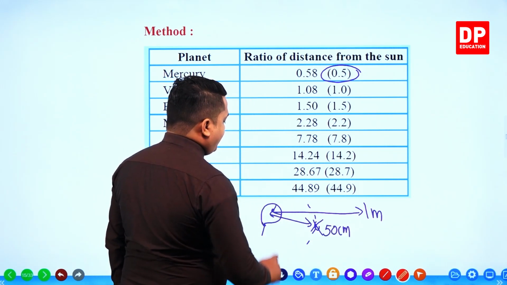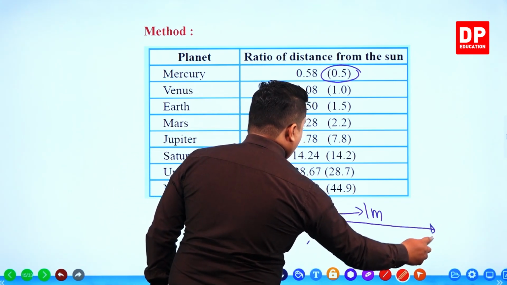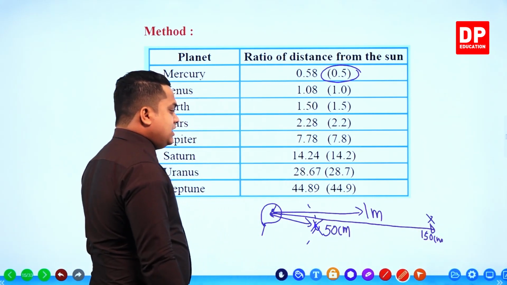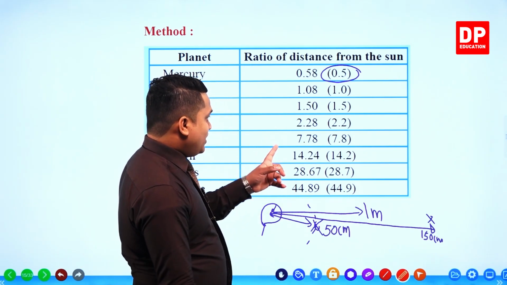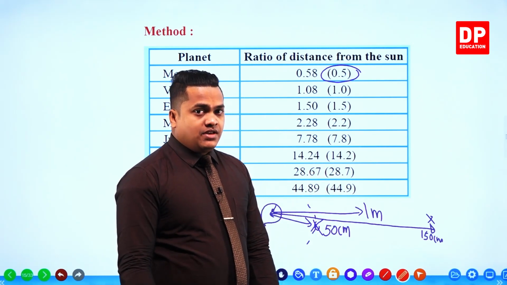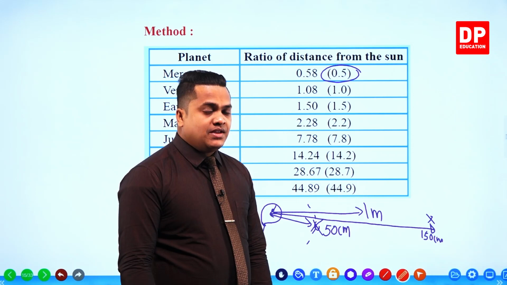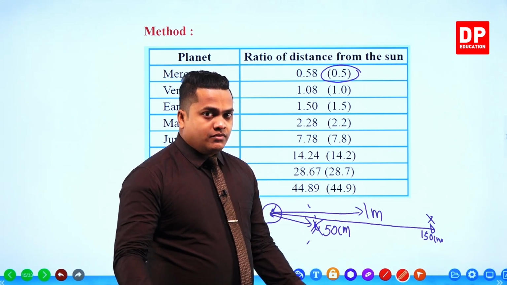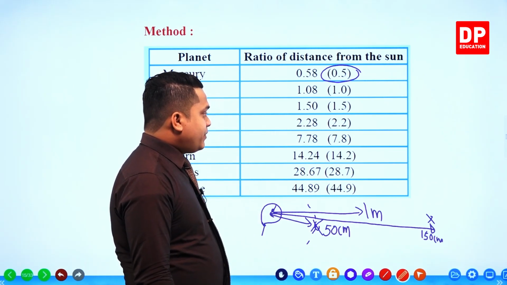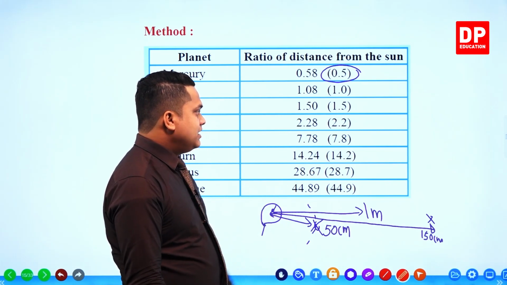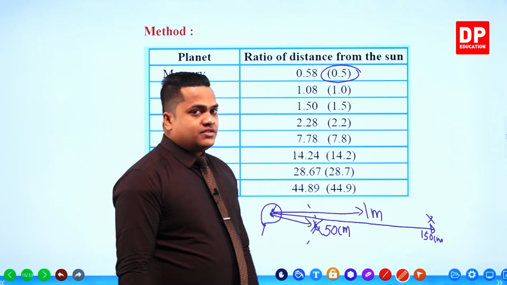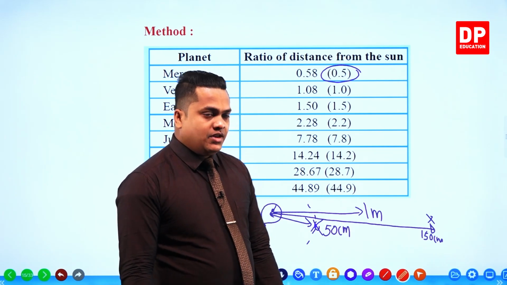Then the next one, 1.5. 1.5 means 1 meter and a half, altogether 150 centimeters. You can use the meter ruler and measure. Then the next one, 2.28: 2 meters and another 28 centimeters, so altogether 228 centimeters. Okay. So 2 lengths of the meter ruler and another 28 centimeters for the next one. Then 7.78, or simply 7.8. So 7 meters and another 80 centimeters.